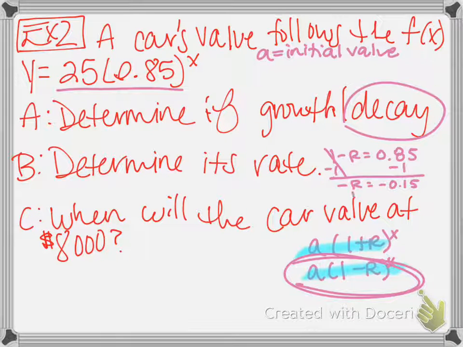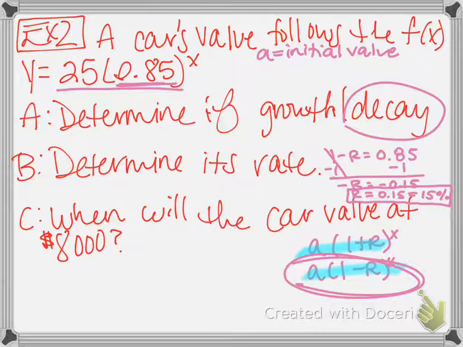I can multiply each side by a negative 1 and get positive 0.15. And if I want to change this into a percent, because no car salesman is going to say to me, oh yes, this decreases by 0.15. Nobody says that. They say, oh, it decreases by 15%. So that is going to be our rate. So again, you're just going to take your 1 plus R or 1 minus R, depending on if it's growth or decay, and you're going to set it equal to what B value they gave you, and then solve for R.